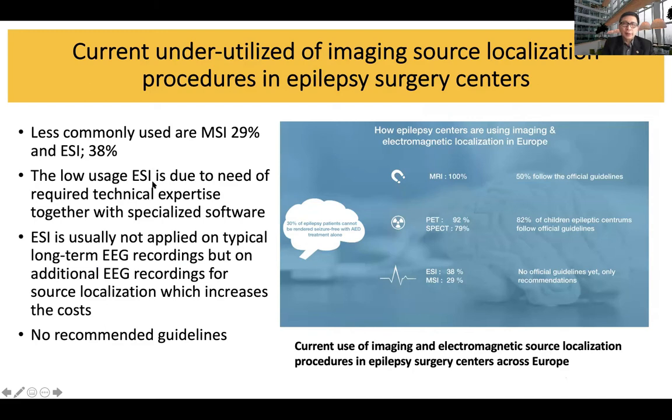The low usage of ESI is compared with other imaging like the MRI scan, used about 92%, PET scan, and SPECT 79%. It is due to the need for technical expertise together with special software. ESI is usually not applied on typical long-term EEG recording, but on additional EEG recording for source localization, which might increase the cost. Also, there is no recommended guideline in pre-surgical evaluation yet, so in the future we might have some guideline to use ESI for pre-surgical evaluation.